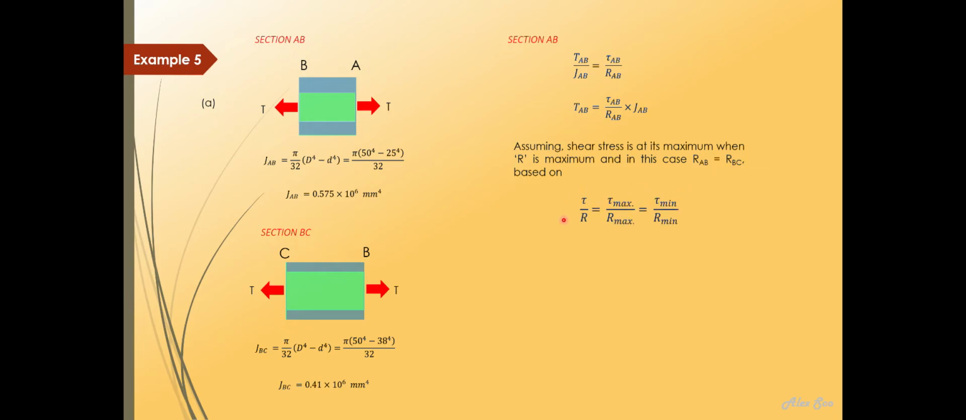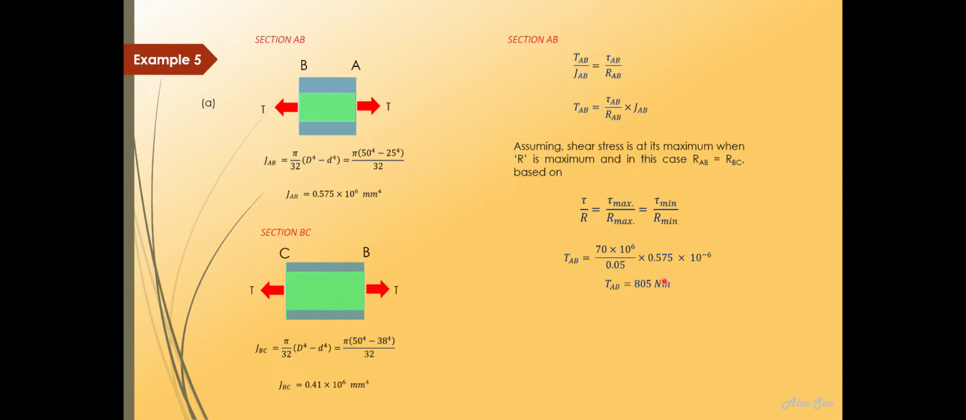So based on this equation, I hope you remember, if this is R max, then you will have this as tau max. And since in both cases we are referring to the tau max, then we are referring to the maximum radius here for both sections. Okay, so by substituting in the torque, the radius, and this polar moment of inertia for section AB, you have the torque as 805 Newton meter.